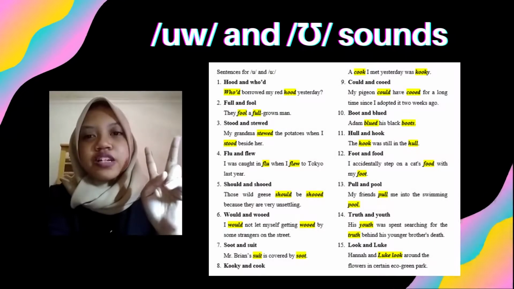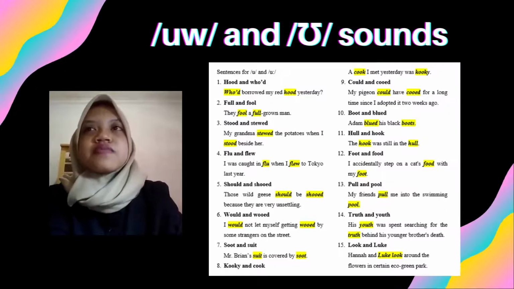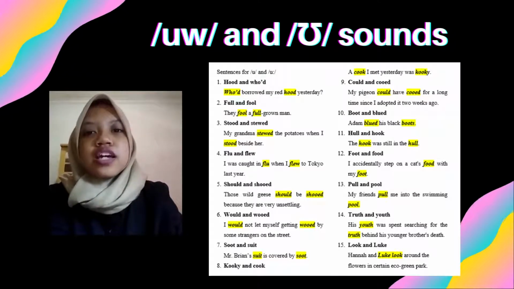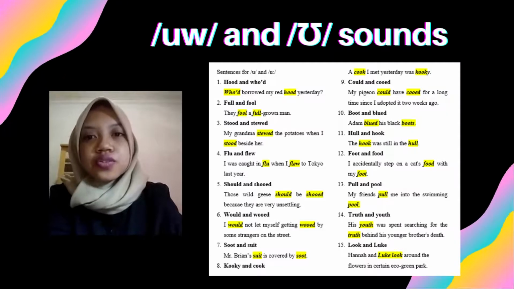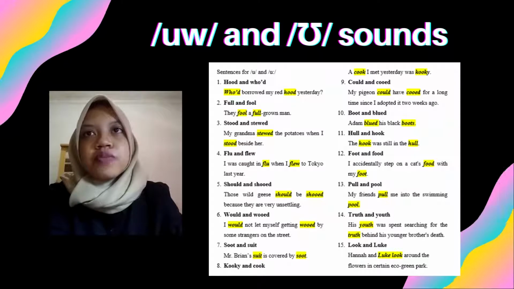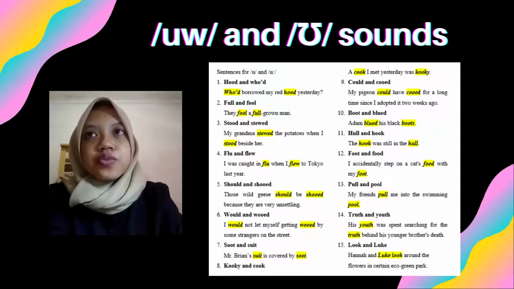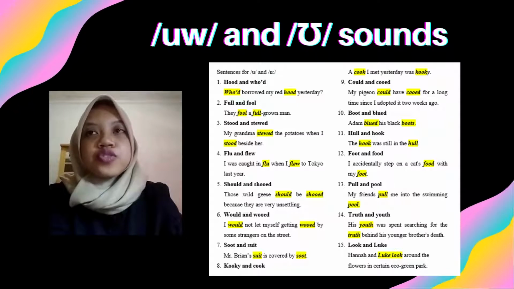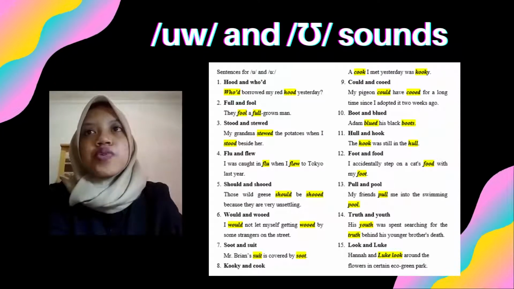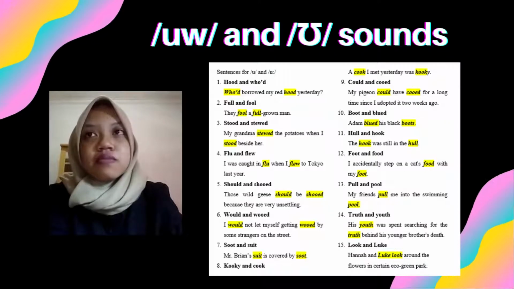We have a few examples for oo and oo sounds. Number 1, we have who'd and hood. Who'd borrowed my red hood yesterday. Who'd, W-H-O-apostrophe-D, borrowed my red hood, H-O-O-D, yesterday.